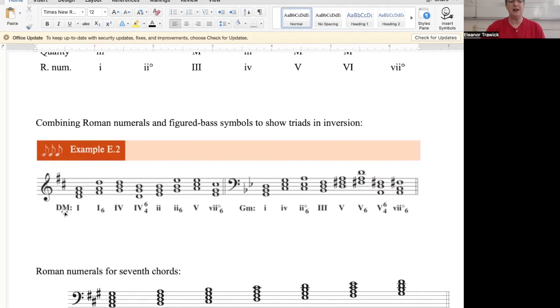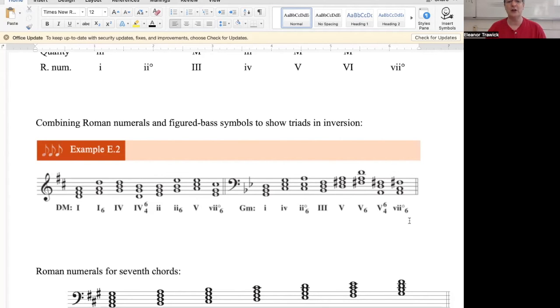Now we're in the key of D major. This is a Roman numeral 1 chord, a tonic triad. This is the tonic triad, but it's now in first inversion. We would call this a 1-6 chord. Here's the 4 chord. This is the 4 chord in second inversion. So we would call this a 4-6-4 chord. Here's the 2 chord and the 2 chord in first inversion, the 5 chord and the 7 diminished chord in first inversion. These other examples show similar combinations of Roman numeral chord labels with figured bass to show the inversions of those chords.